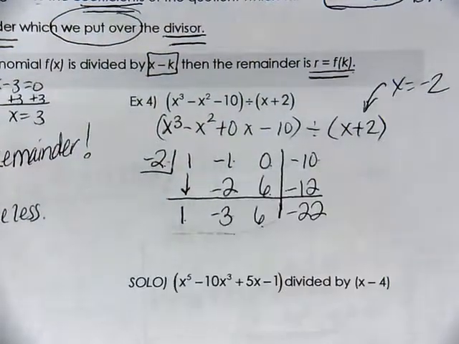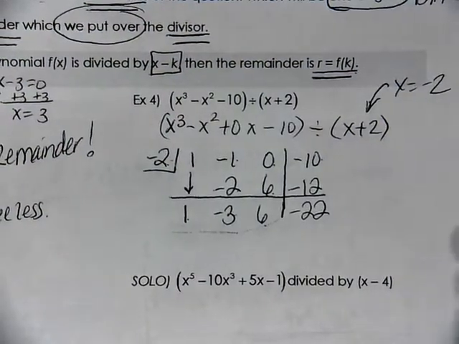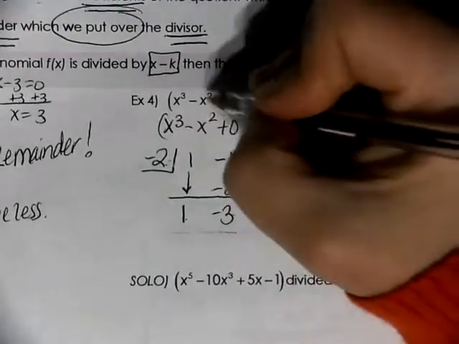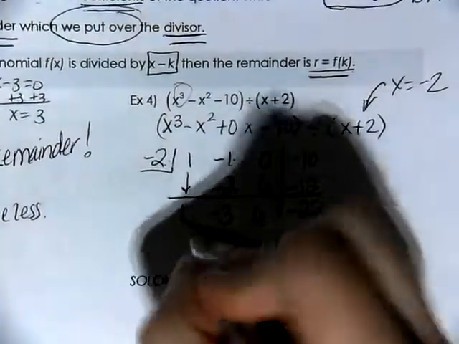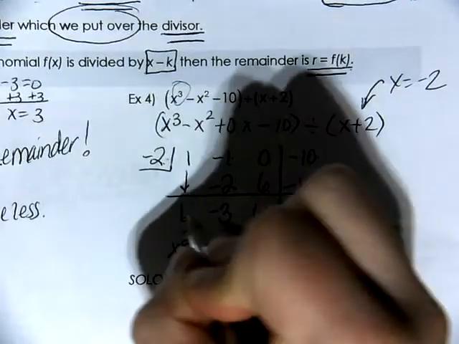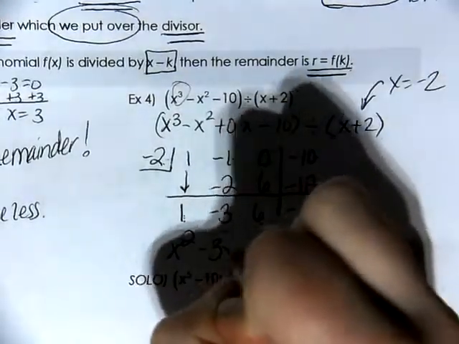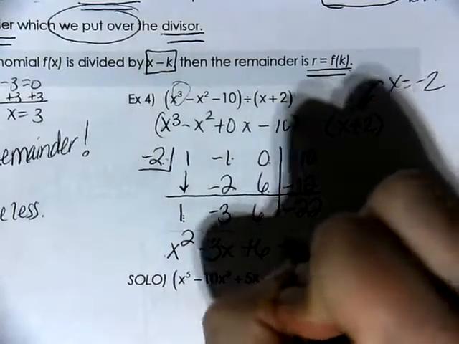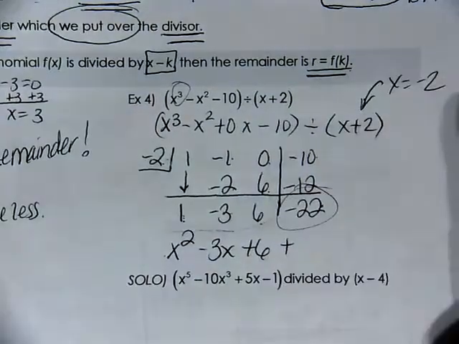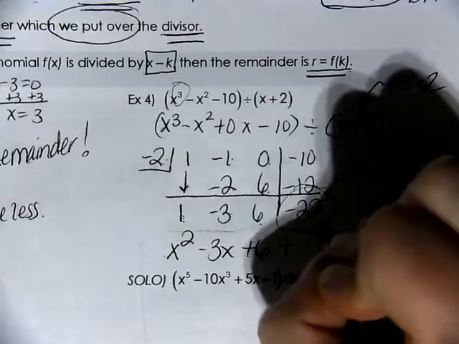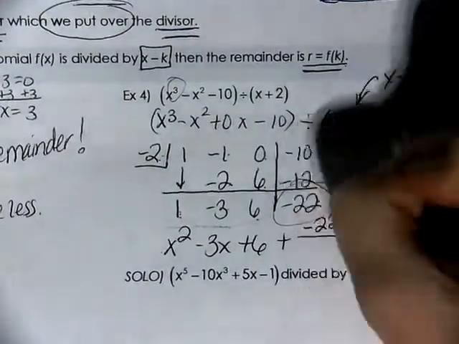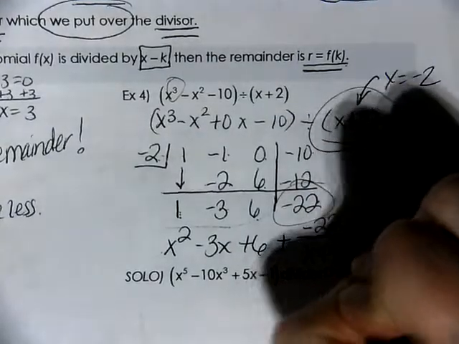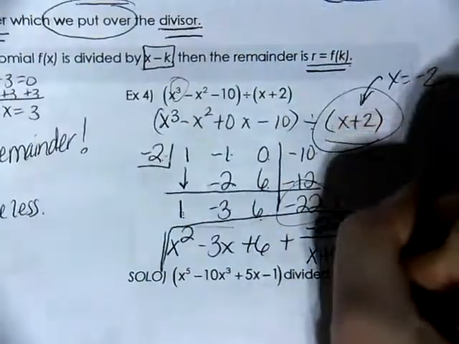What's below the line is going to be 1 degree less than what we started with. So since we started with a cubic, I'm going to start with x squared. 1x squared minus 3x plus 6 plus, here's my remainder, negative 22 divided by my divisor, which is x plus 2. And there is my full answer.